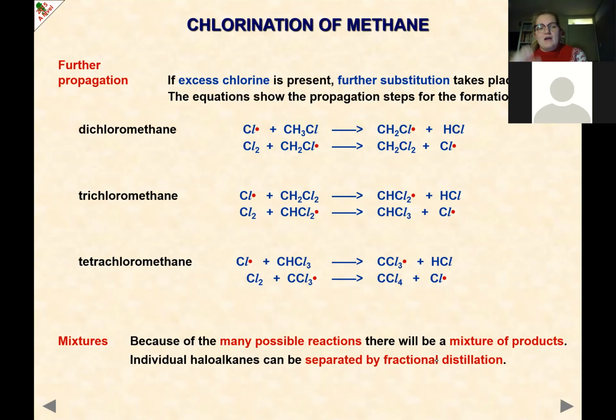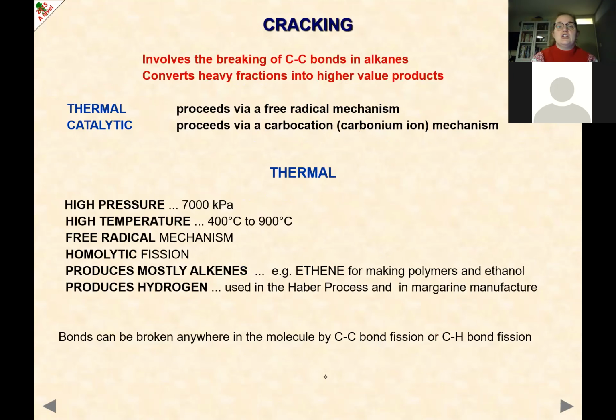Basically, then we can start forming dichloromethane, trichloromethane, tetrachloromethane. And because of these many possible reactions, we will basically make a mixture of products from this. It's not going to be a pure substance. So individual haloalkanes can then be separated by fractional distillation.